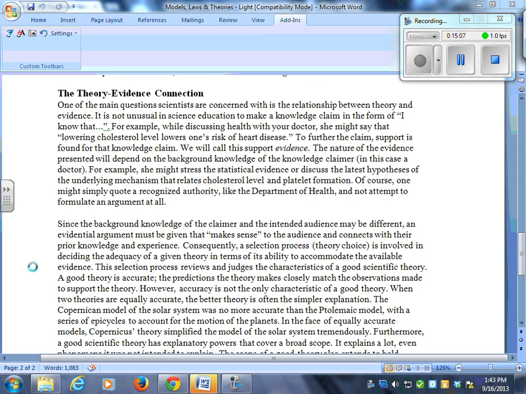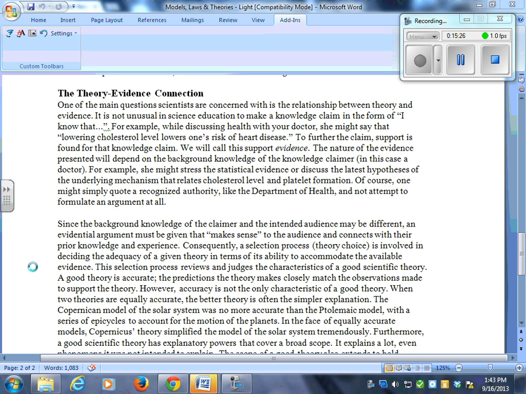One of the main questions scientists are concerned with is the relationship between theory and evidence. It's not unusual in science education to make a knowledge claim in the form of "I know that." For example, while discussing health with your doctor, she might say that lowering cholesterol level lowers one's risk of heart disease. To further the claim, support is found for that knowledge claim. We call this support evidence.